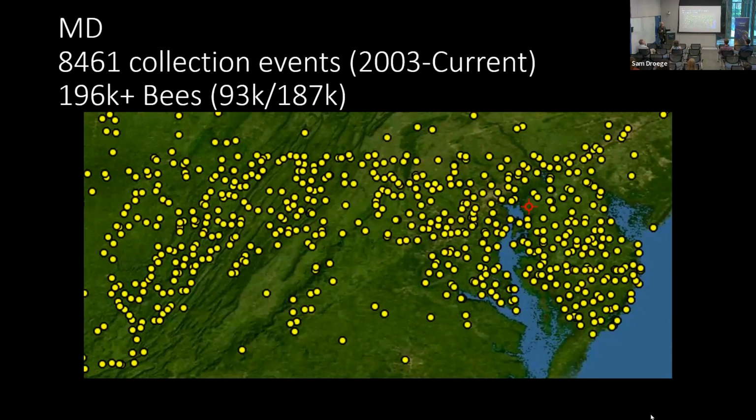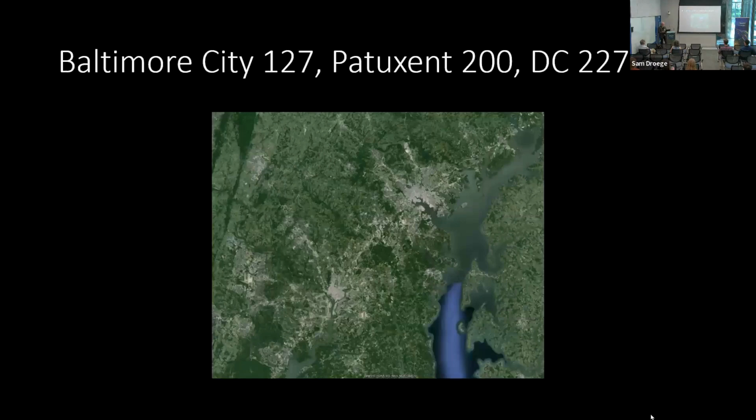Here's our sampling in the region. You can see the fuzzy outline of Maryland in there. We also spend a lot of time in West Virginia. So we have 8,400 separate collection events over the past 20-some years. Andrew was involved with some of those, and almost 200,000 bees, and 9,300 were in the DC area, and the rest in Maryland.